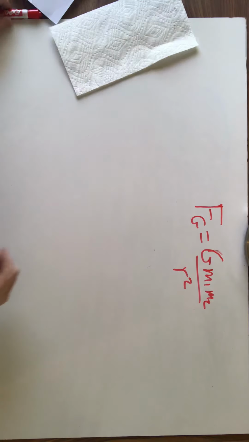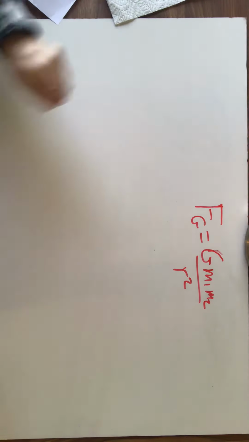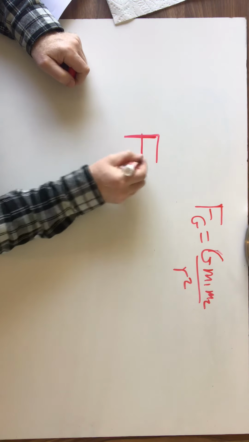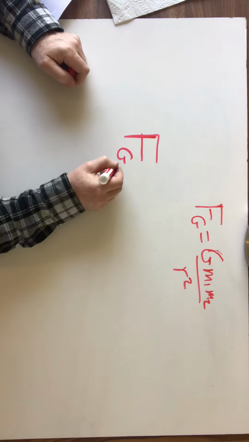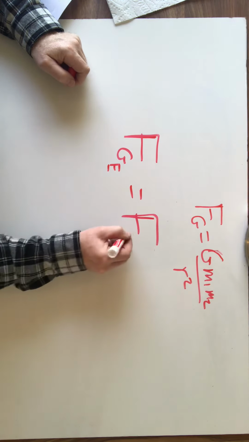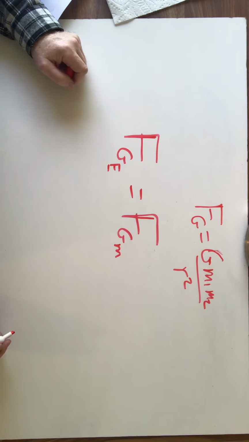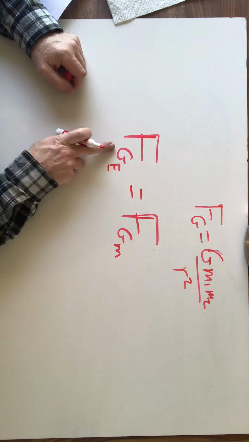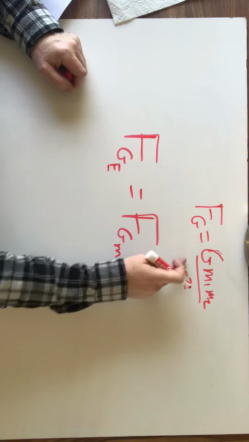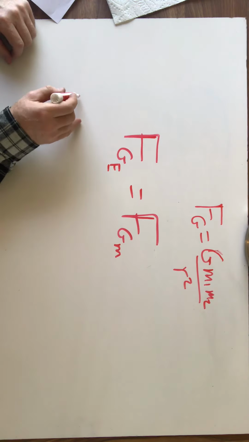The question says, where would the gravity be the same? If it's going to be the same, that means the gravity from the Moon and the gravity from the Earth are identical. So that would mean that the force of gravity from the Earth is equal to the force of gravity from the Moon. Let's substitute in. Force of gravity equals that, equals that. That means I'm going to have this equation on both sides. So let's go ahead and write that in.